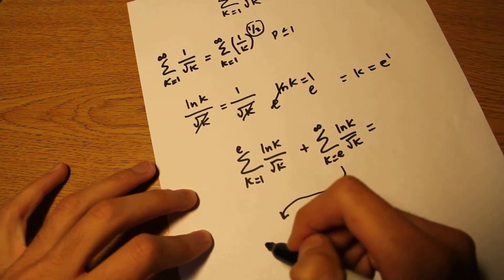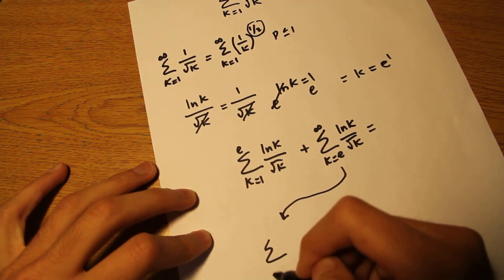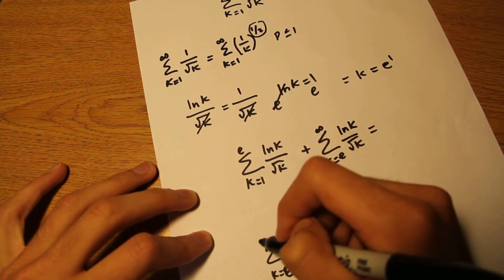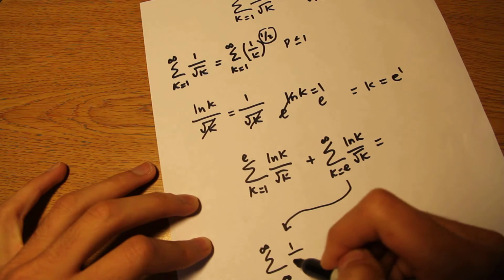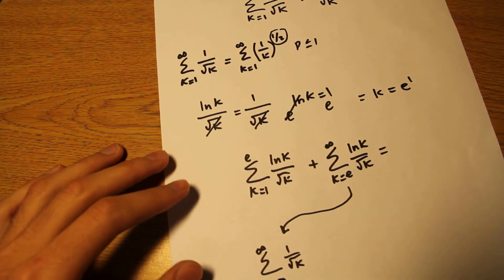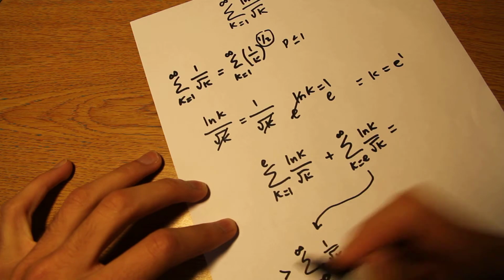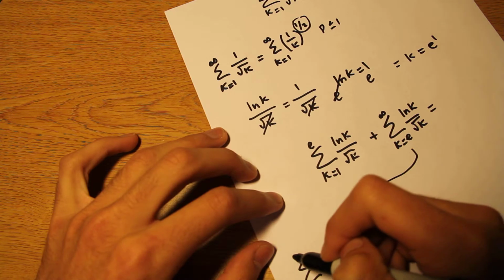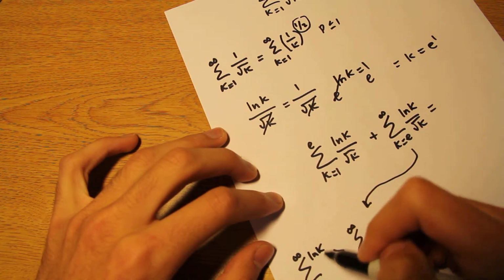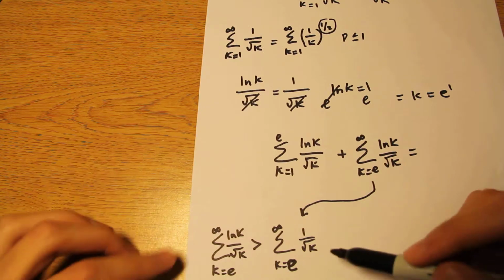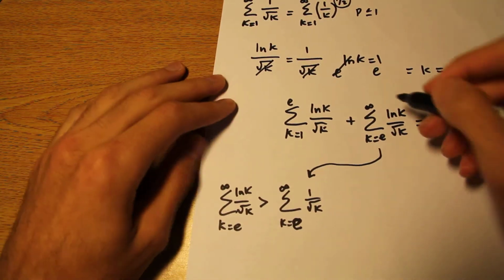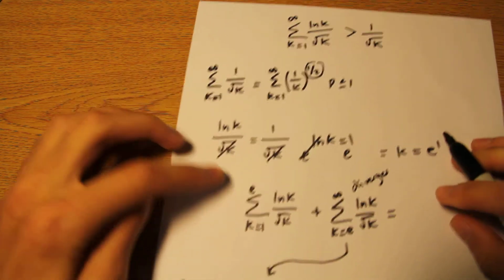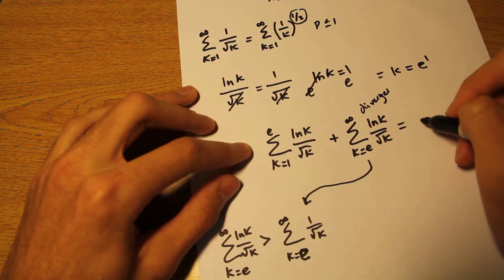So if we know that the summation from k equals e to infinity of 1 over square root of k also diverges, then we know, let's go ahead and write that, that this is less than the summation from k equals e to infinity of ln of k over the square root of k. If we know this is true, then we know this part diverges. Therefore, this whole summation also diverges.